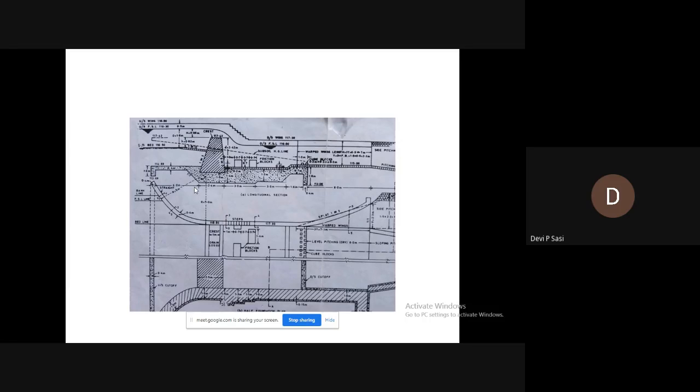Okay. Then next, we are talking about the downstream protection as well as the upstream protection. For the downstream protection, we are providing downstream bed pitching, side pitching, downstream wings, and energy dissipators. You can see the downstream bed pitching here, and the side pitching. Okay, and these are the downstream wings. It is given a splay of 1 in 3.